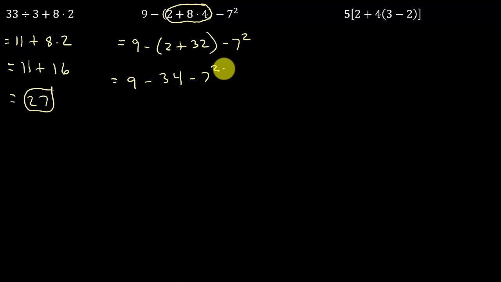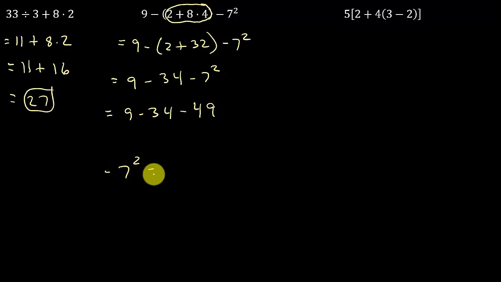Now I need to do what? Let's look at exponents. I've got exponents. So this is going to be 9 minus 34 minus 7 squared. That's 49. All right, so I know what some of you are probably thinking. Why is that not positive 49? Okay, so let's look at that. That's a common question. All right, so we've got minus 7 squared, right?